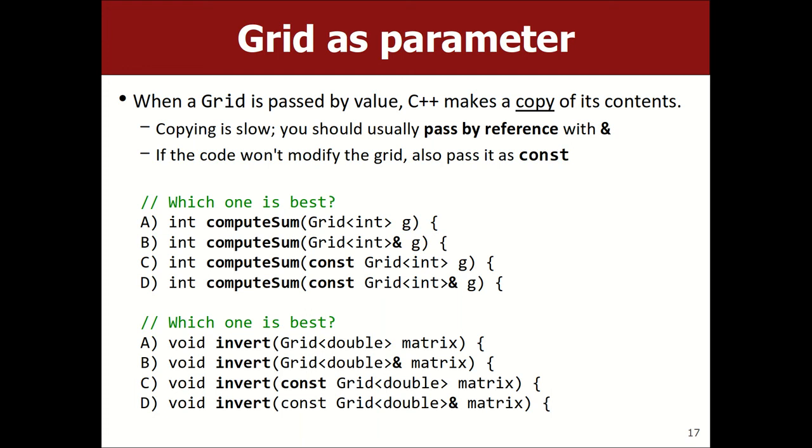Yeah, I think you're right. I said reference with the ampersand because we don't want to copy it, and const because we're not going to change it, we're just going to look at the numbers to add them up to get the sum. So I think you're right. I think D, const reference grid, is the best way.